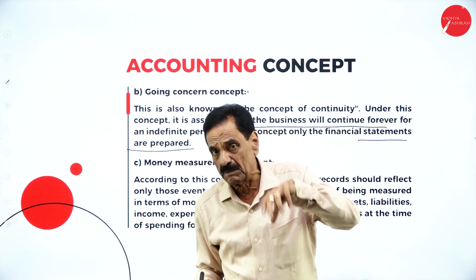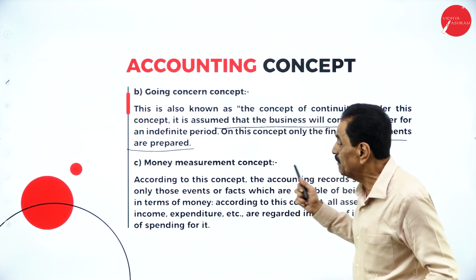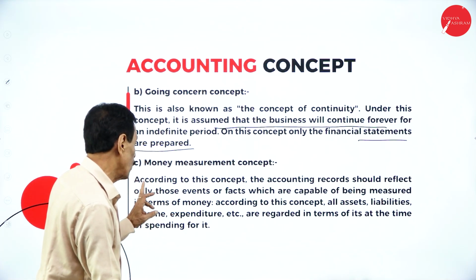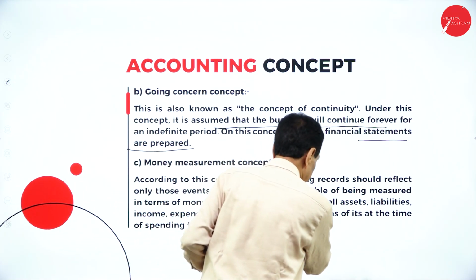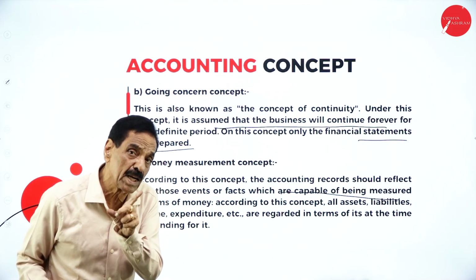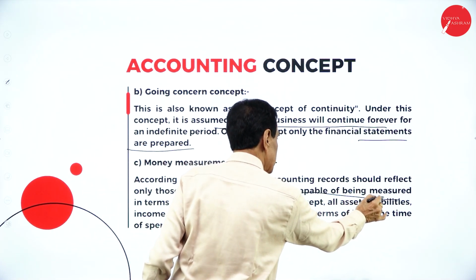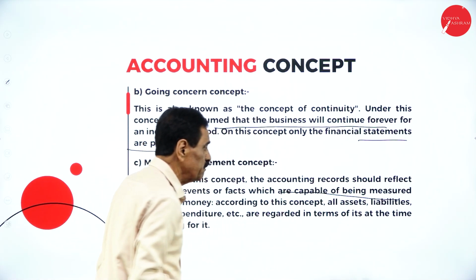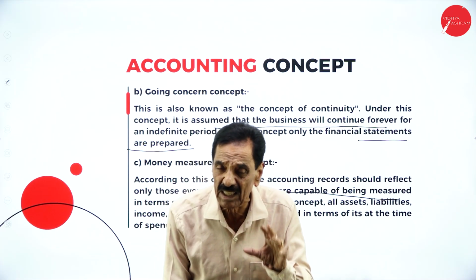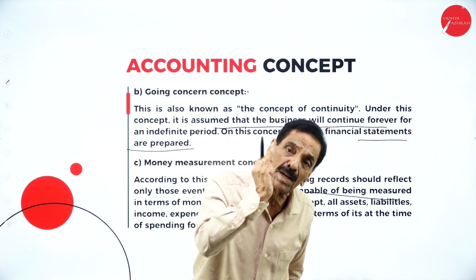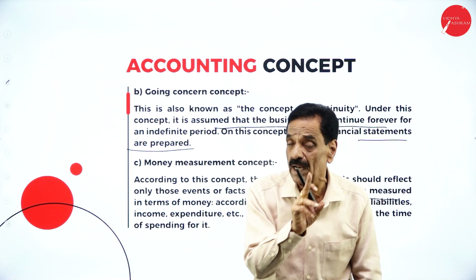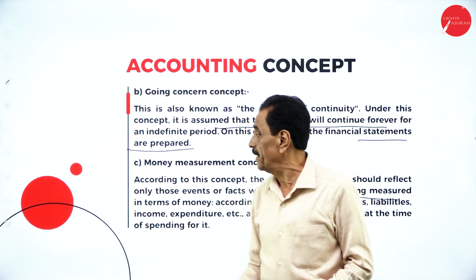Then the money measure concept. According to this concept, the accounting records should reflect only those events which are capable of being measured in terms of money. All things are measured in terms of money only. All assets, liabilities, incomes and expenditures are recorded in terms of money at the time of spending. Whatever expenditure is paid, in terms of money only; whatever is received, in terms of money only.